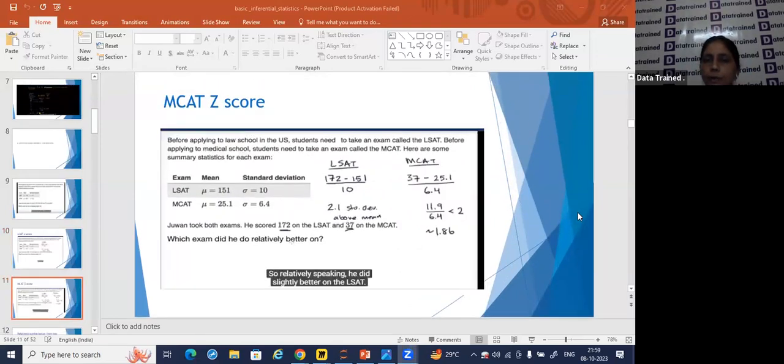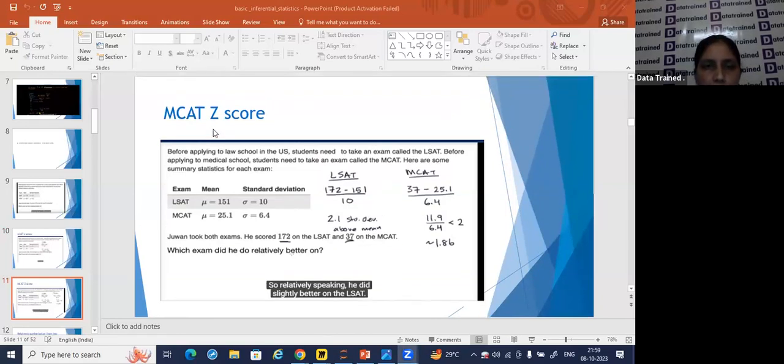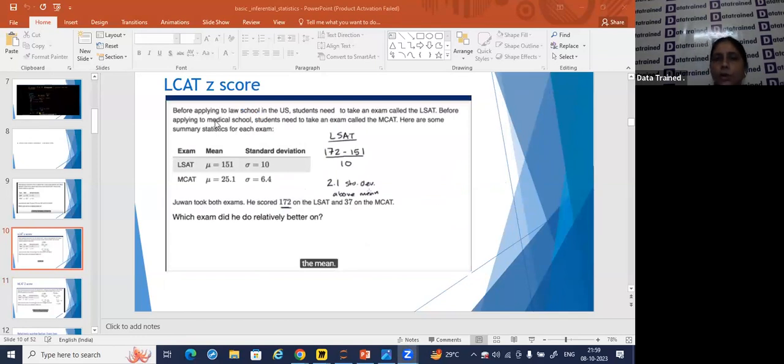To calculate the Z-score, I will first use the LSAT examination. For the LSAT examination, how much has the student achieved? 172. So this one is the data point. So 172 minus the mean, which for the LSAT examination is 151, divided by the standard deviation, which is 10. So one can calculate the Z-score value, and the calculated Z-score value is 2.1 in the LSAT.